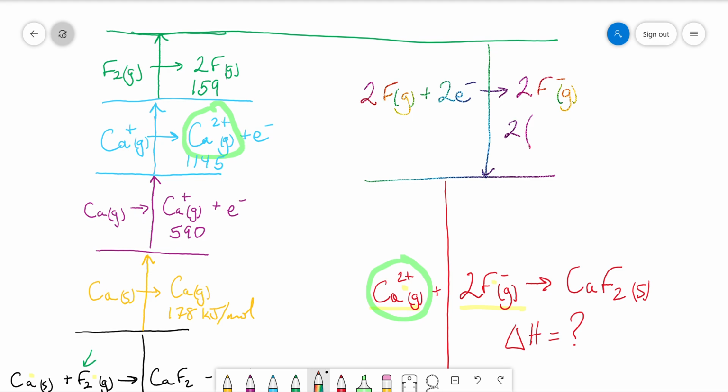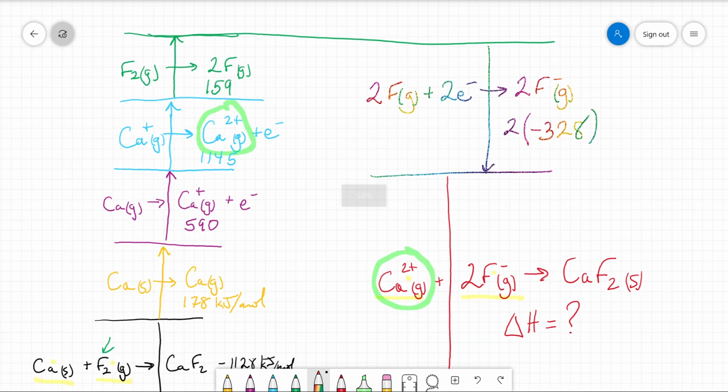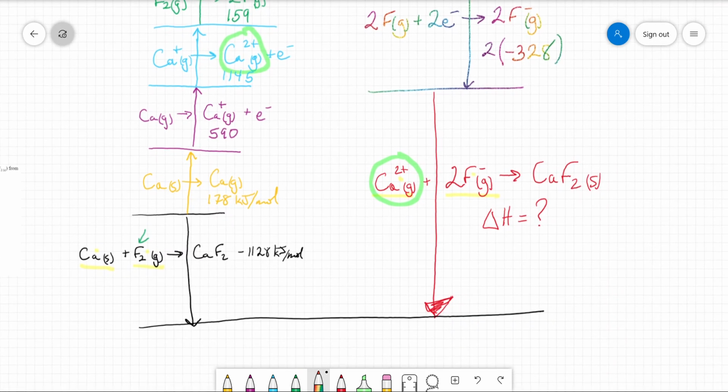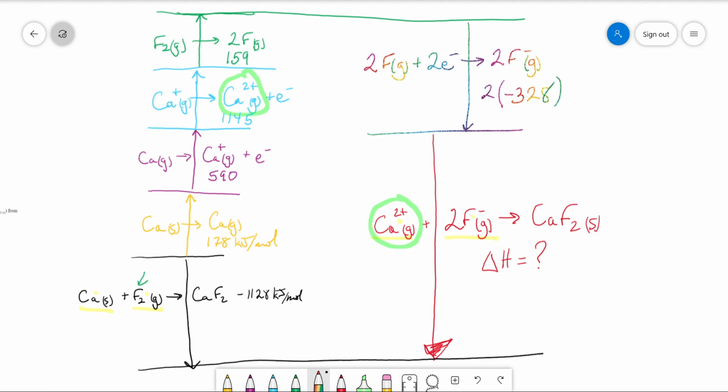But we did 2 moles. And remember, electron affinity, the first one, is almost always negative. And for 1 mole, it's negative 328. So for 2 moles, it's double that. Okay, makes sense. We did double it, so we got to double it in both places, the value and the equation. So now that's the Born-Haber cycle. Okay, that's the finished Born-Haber cycle. But that doesn't give us the answer for this delta H.